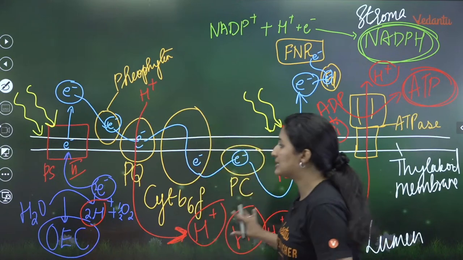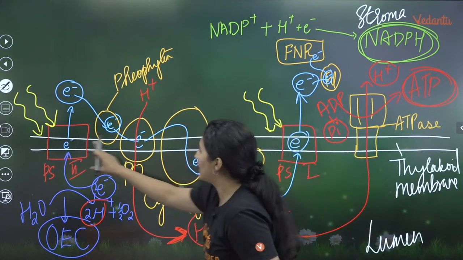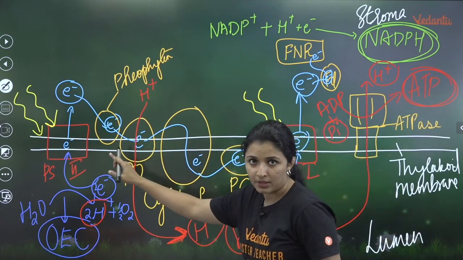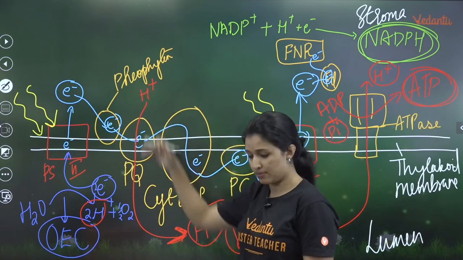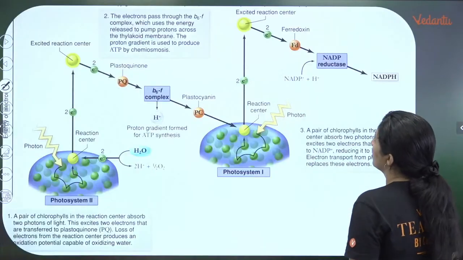Where is the lumen? Lumen is inside the thylakoid. You see this white line? This is the thylakoid membrane. Anything inside the thylakoid membrane is lumen. Outside is the stroma. Okay? If you remember the diagram.